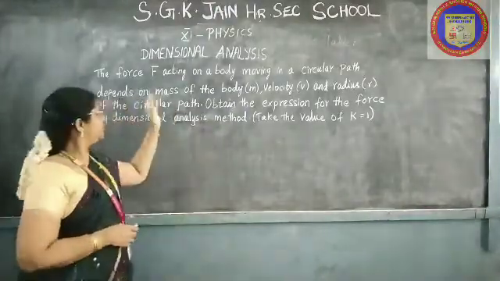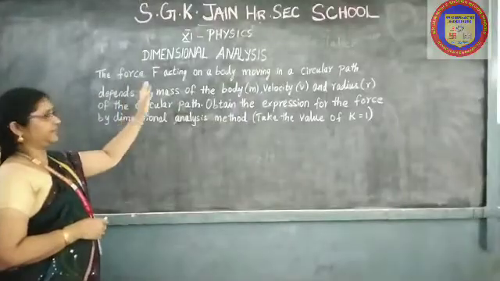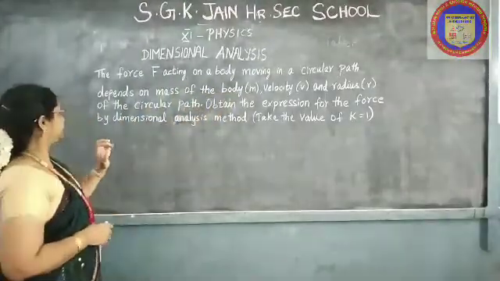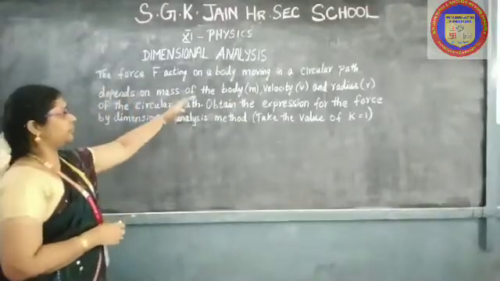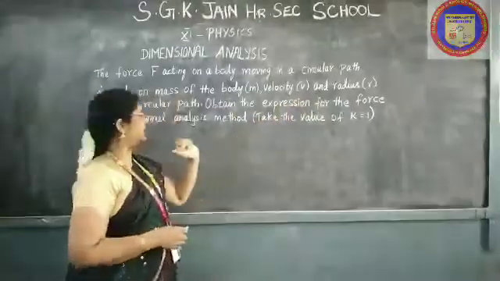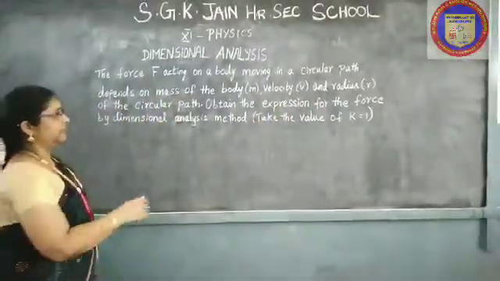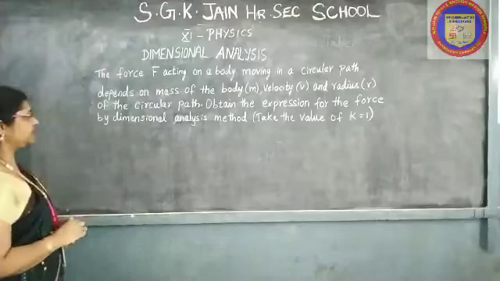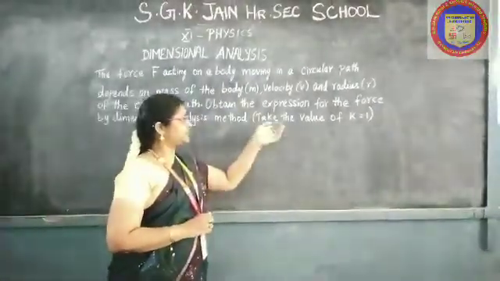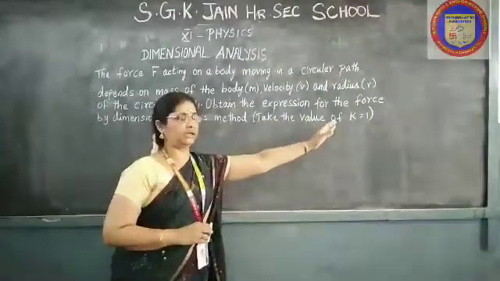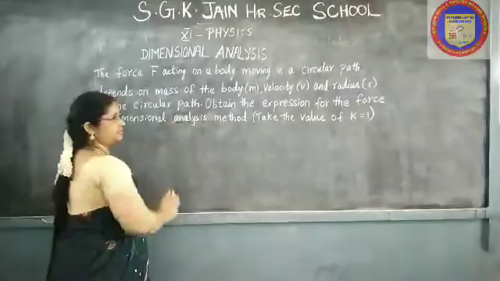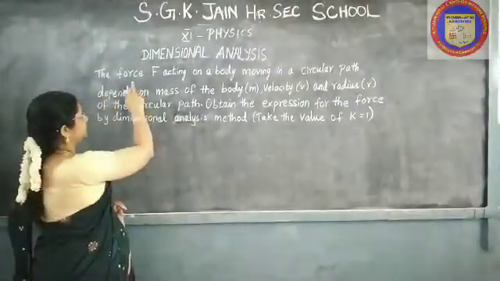Now when you are going for this problem: the force F acting on a body moving in a circular path depends on mass of the body m, velocity v and radius r of the circular path. Obtain the expression for the force by dimensional analysis method. They are given in the question, take the value of k is equal to 1. Right. So when you have this type of question, first you have to see here what they have given.